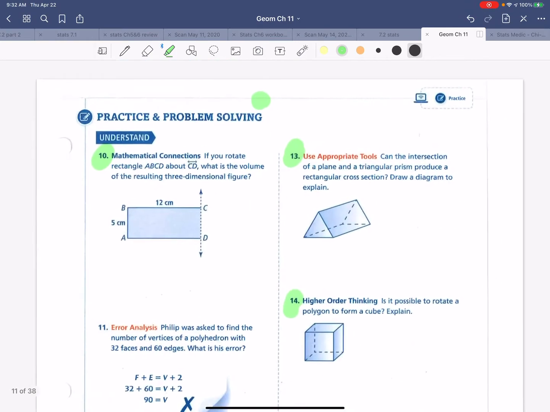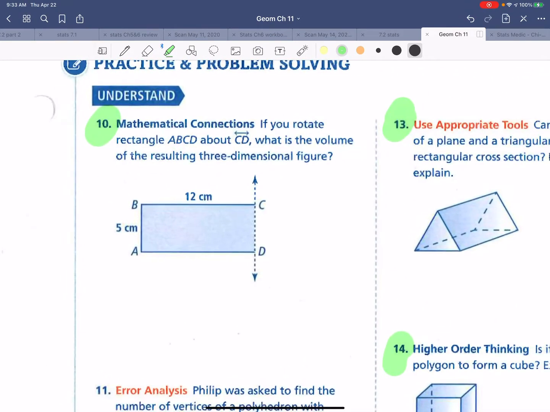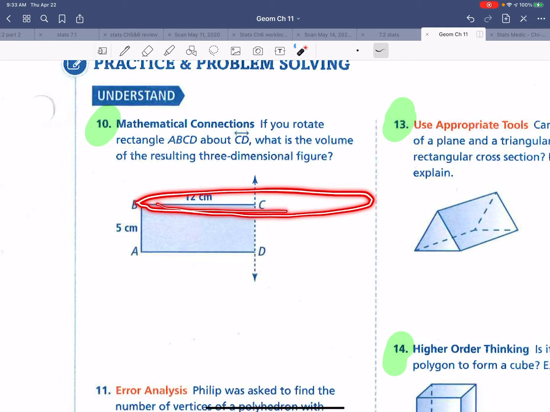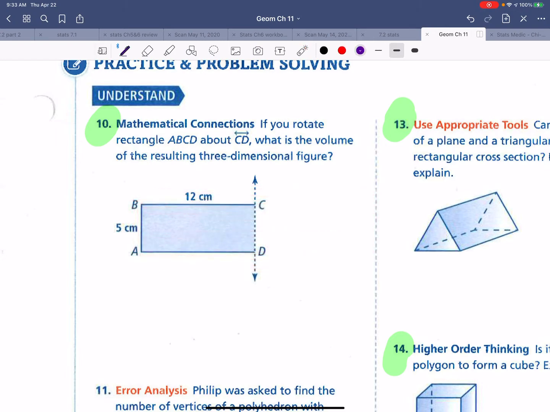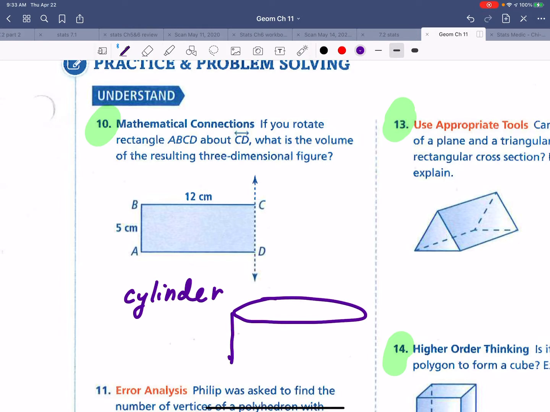Okay, so let's start. Number 10 says to make a mathematical connection: if you rotate the rectangle about CD, so if you spin this, you'll get a circular surface on the top, and down here on the bottom you're going to get a circular surface. And notice this is starting to look like a cylinder. We get a cylinder because when we spin the top, we get a circle on the top, and we spin the bottom, we get a circle on the bottom.